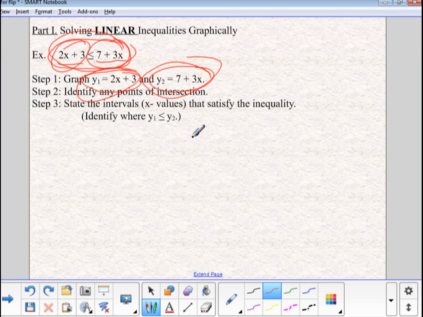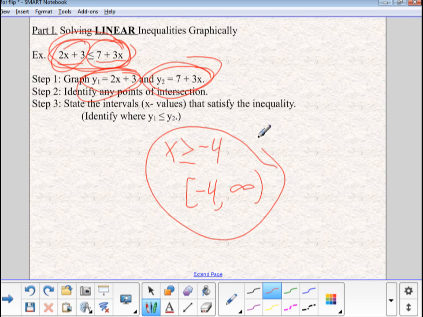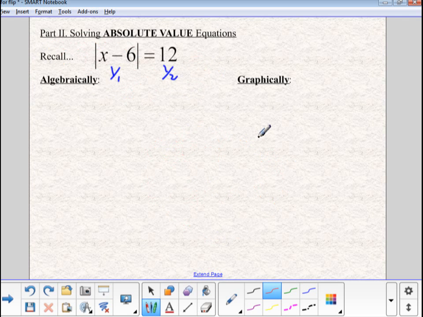So my solution then is all x values that are greater than or equal to -4, or in interval notation, -4 to infinity. And if we were to solve this algebraically, we'd get the same answer. And you can solve that algebraically to convince yourself, but you'd get that same answer. Okay, let's look at another example.